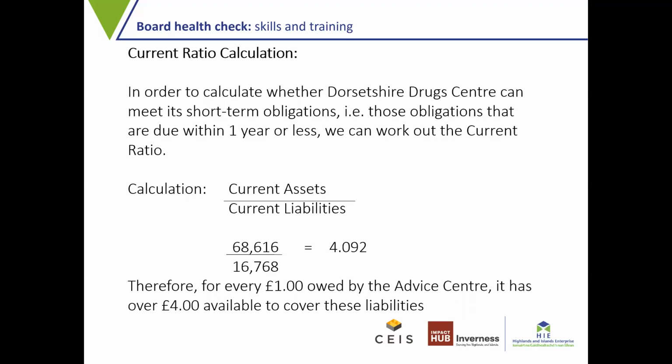So you may also see the current ratio written as 4.0921. And that's the details of the balance sheet covered.